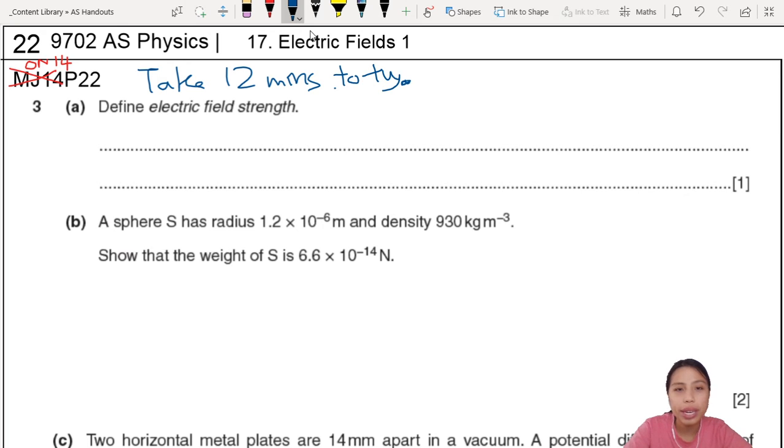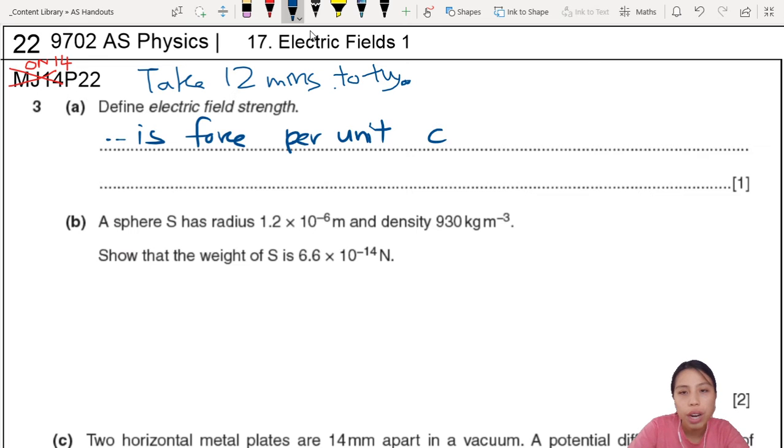So define electric field strength is the first part. Oftentimes in structured questions, they will start off with a define question like this. They ask you, explain this, state Newton's second law, define electric field strength. So you have to remember what electric field strength is. One way you can say is, electric field strength is force per unit charge. This is one of the basic ideas you can say. But here's something important. It is best to add: force per unit positive charge.